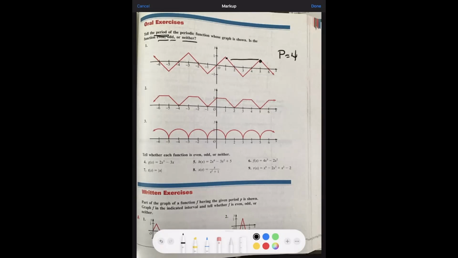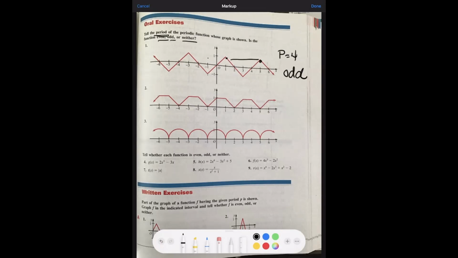Now, is it even, odd, or neither? Well, let's look. We have the point (1, 1), and if it were even, we'd have the point over here, (-1, 1), but then it's reflected across the x-axis as well. And so this looks like an odd function, and in fact, if you keep plotting your points and looking to see, does it reflect across the y and then across the x? Yes, it does, and so we call this an odd function. Now, let's go ahead and look at the next one.